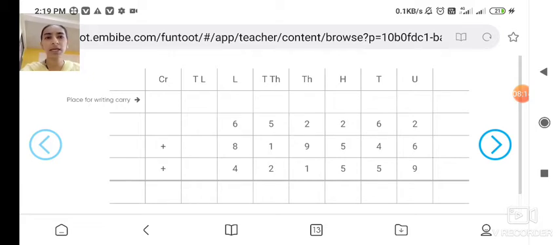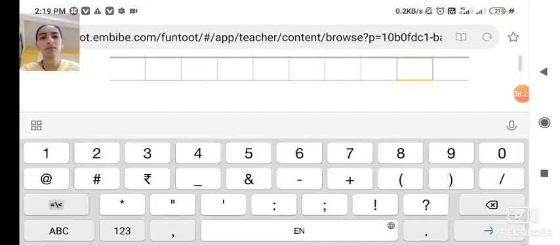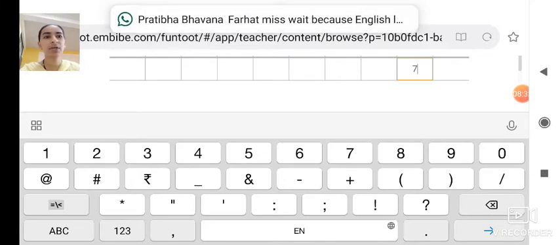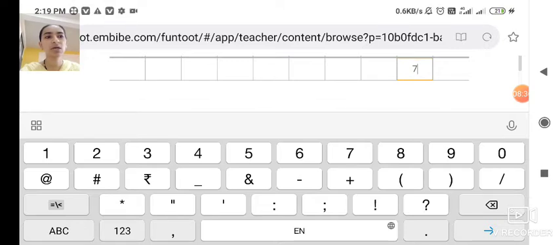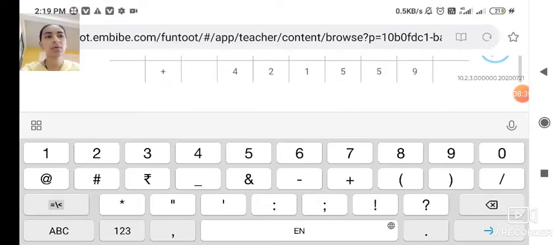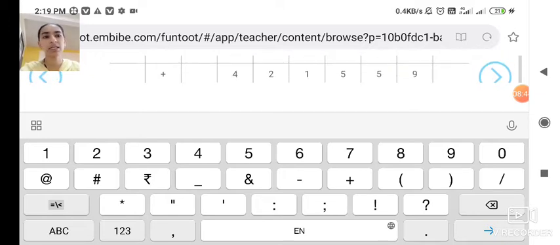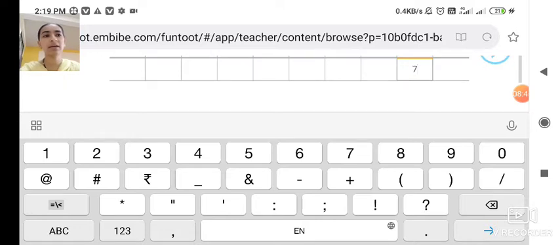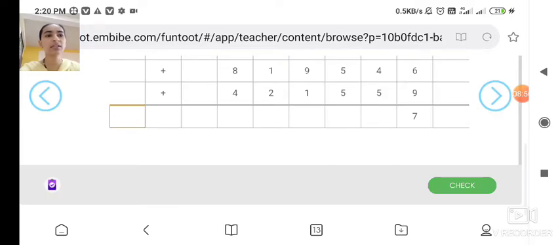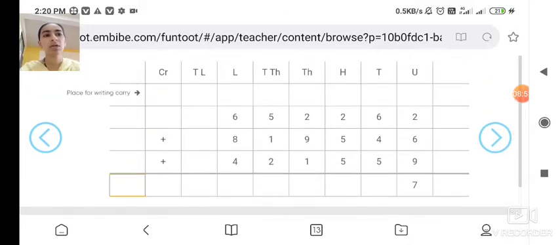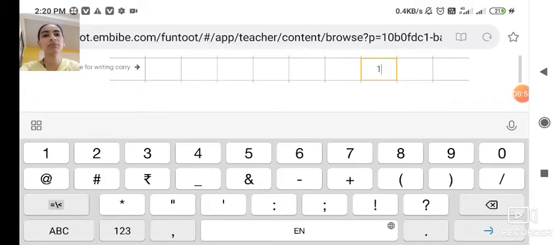Now 2 plus 6, 8. 8 plus 9, 17. So 7 will be downside and 1 will be the carry forward above the 6. Right here. What are the numbers? 9, 6, 2. 6 plus 2 is 8. 8 plus 9 is 17. So 7 will be there. Yes, that's correct. Now we have to give the carry forward. See, I am writing my carry forward here. So 1 will be here.